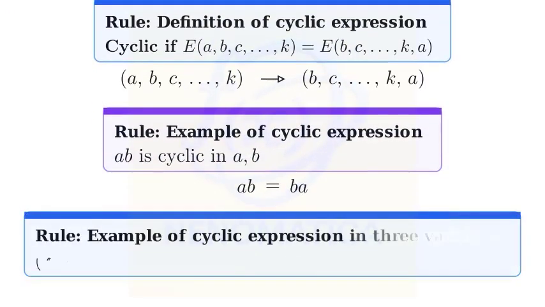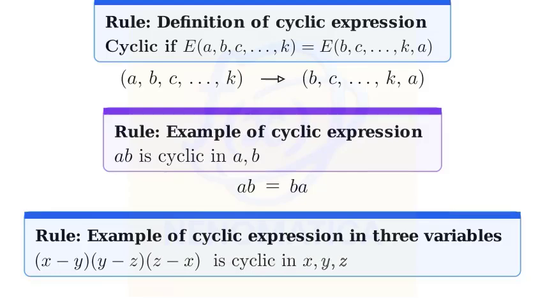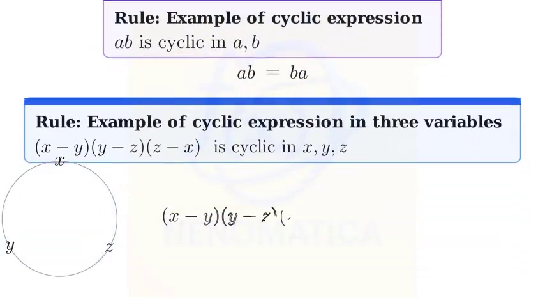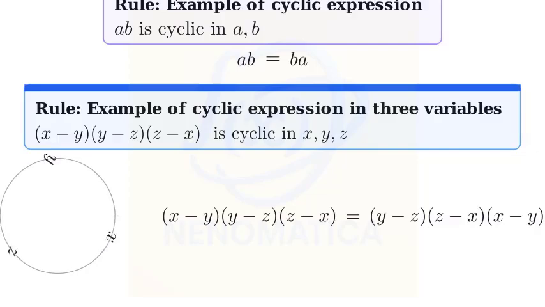The expression (x minus y) times (y minus z) times (z minus x) is cyclic in x, y, z. Step 3. Example. Under the first cyclic permutation, x goes to y goes to z, and z goes to x. The product simply rotates its factors and stays the same.